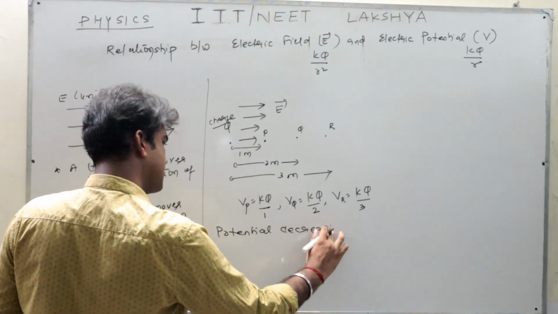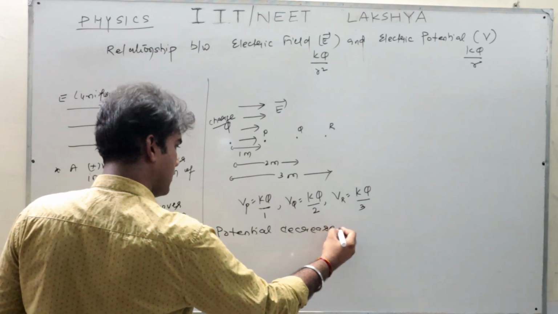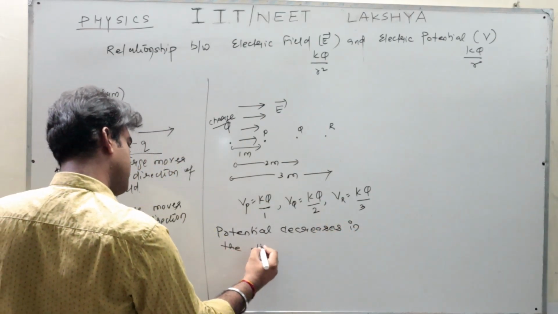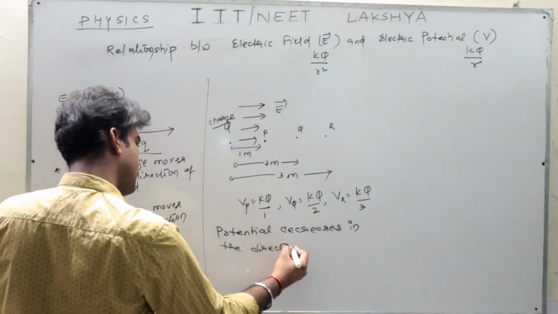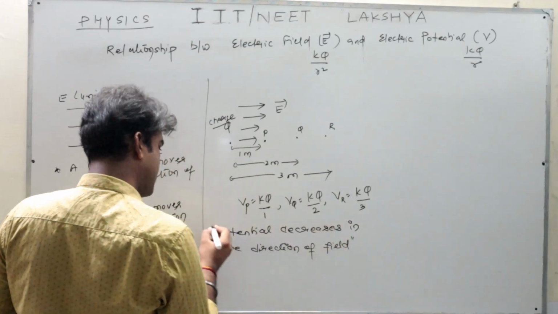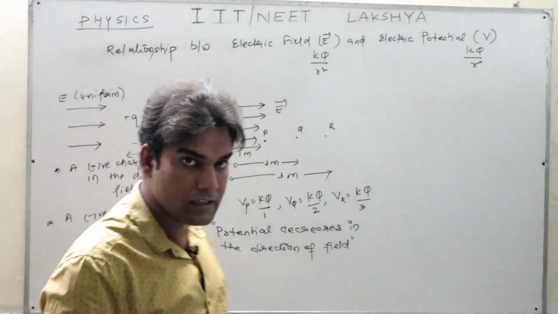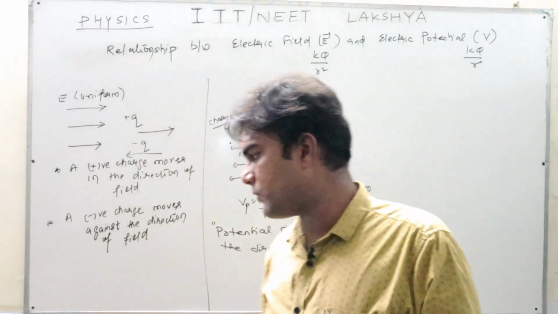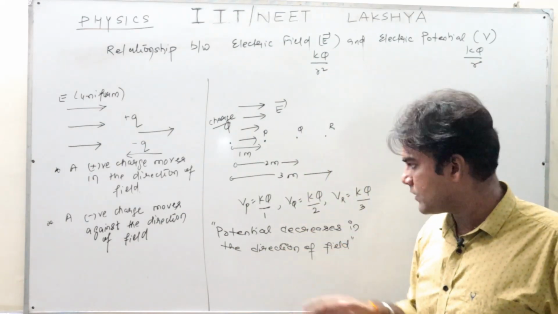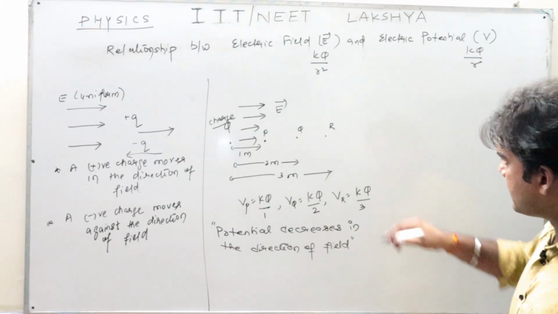So I am writing that potential decreases in the direction of electric field. Potential decreases in the direction of electric field. This is the important part. I hope this point is clear to you. Potential is decreasing in the direction of electric field.